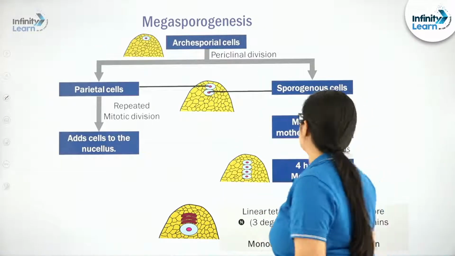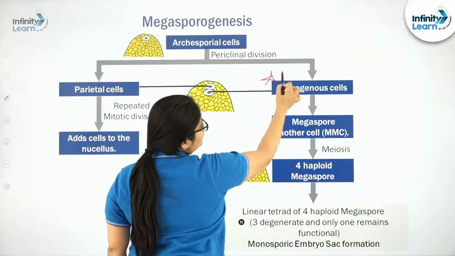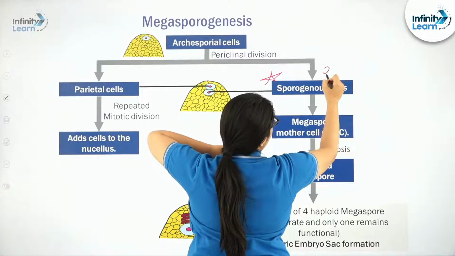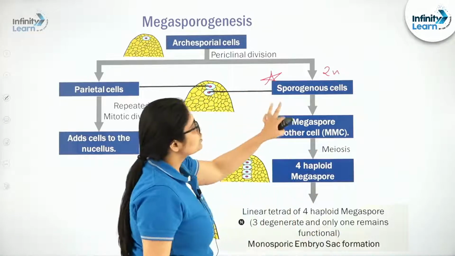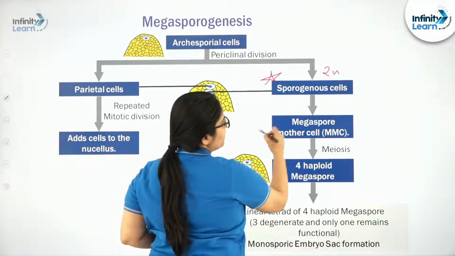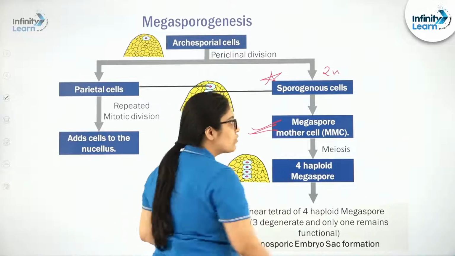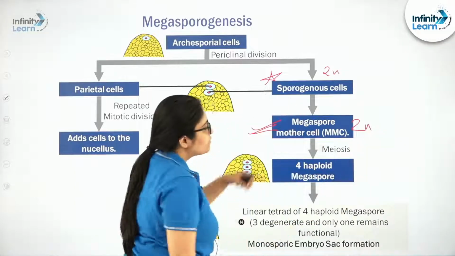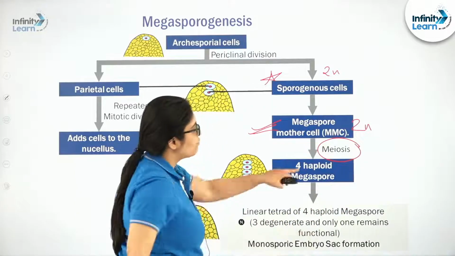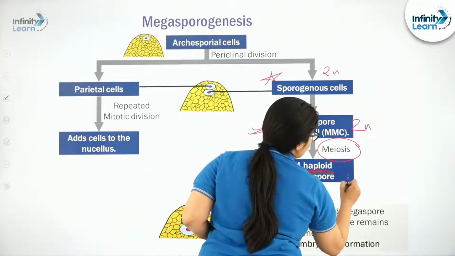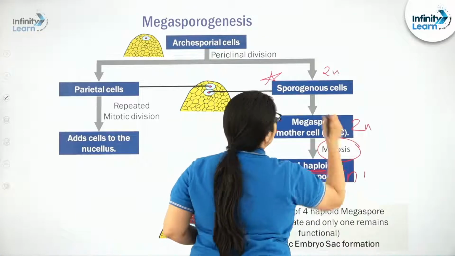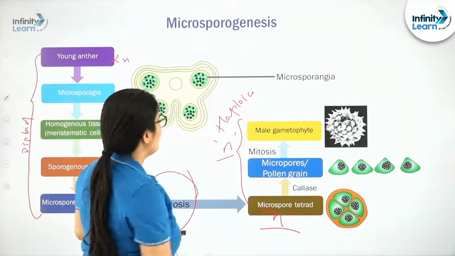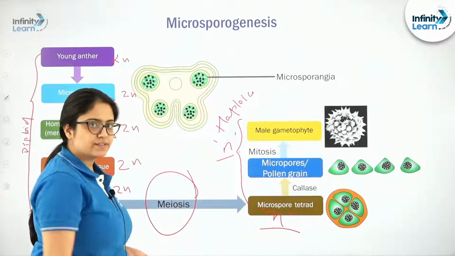Next, megasporogenesis. You have to understand from here: sporogenous tissues will differentiate. Sporogenous tissues are diploid, 2n. They will differentiate into the megaspore mother cell, right, and the megaspore mother cell will also be 2n. It will undergo meiosis and form 4 haploid megaspores. So, both megasporogenesis and microsporogenesis involve meiosis, right. Next question.